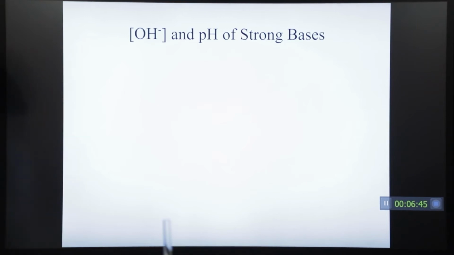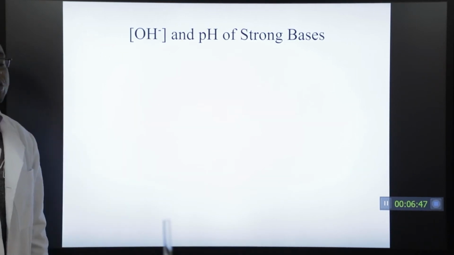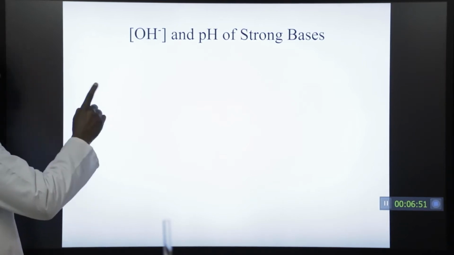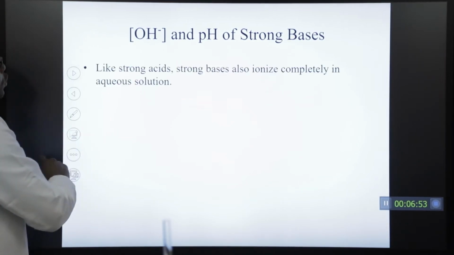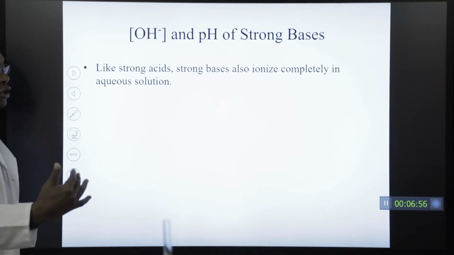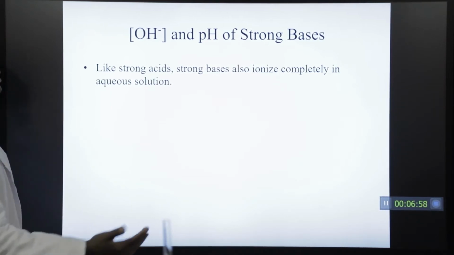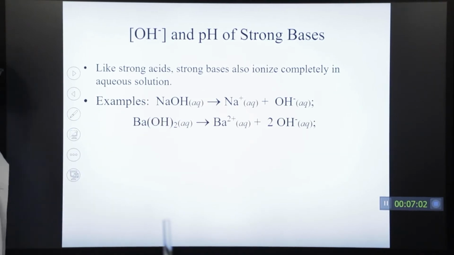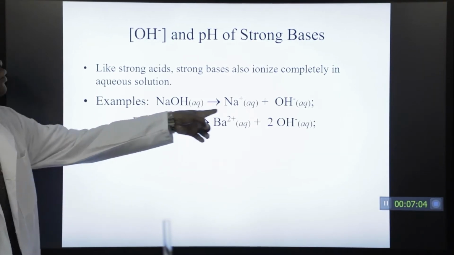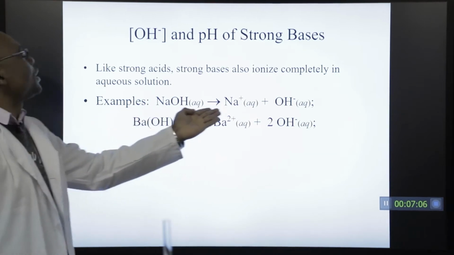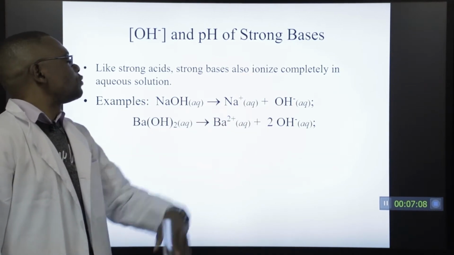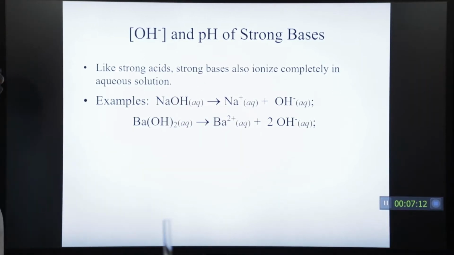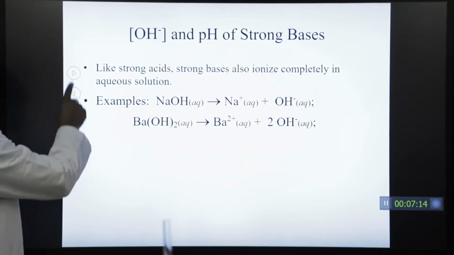In a similar manner, consider the concentration of OH minus and the pH of strong bases. Like strong acids, the strong bases also ionize completely in aqueous solution. Here's an example of sodium hydroxide, where sodium hydroxide completely breaks down to give us sodium and OH minus. Barium hydroxide also breaks down to give us two OH minus.